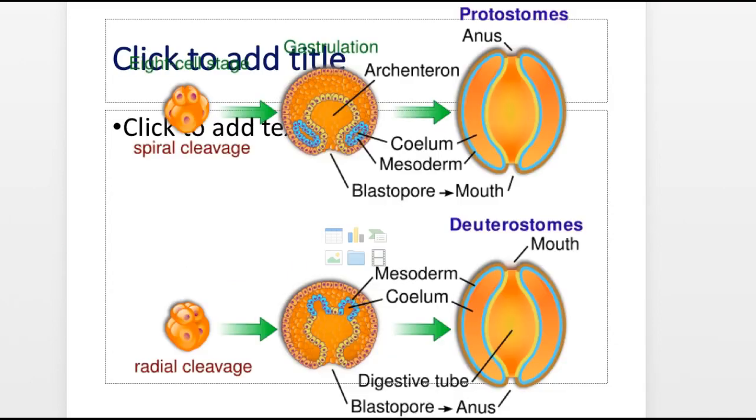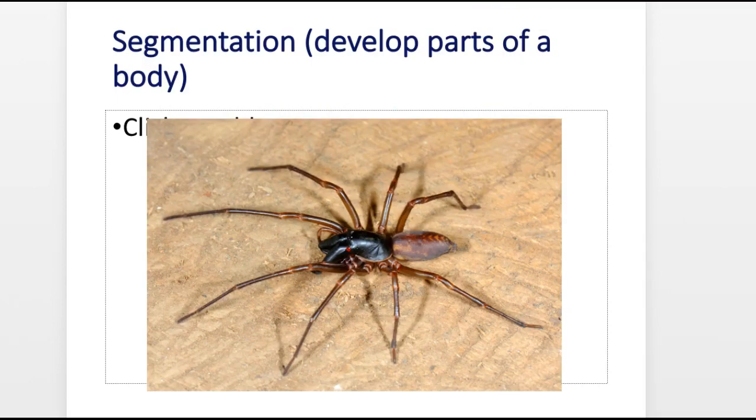Okay? Here's another picture showing you how this works. You have cells dividing, and then the blastopore becomes the mouth. That will be a protostome, or most invertebrates. And then the blastopore becoming an anus will be most vertebrates.